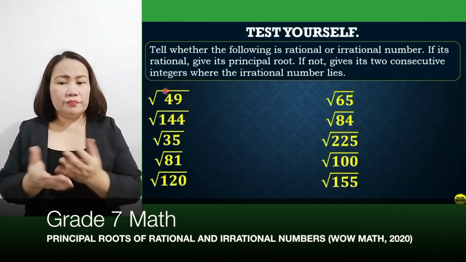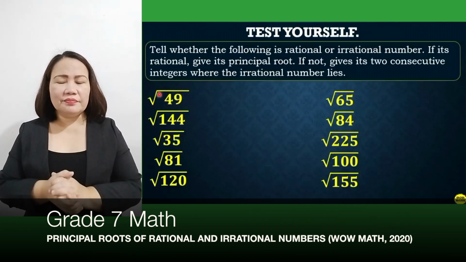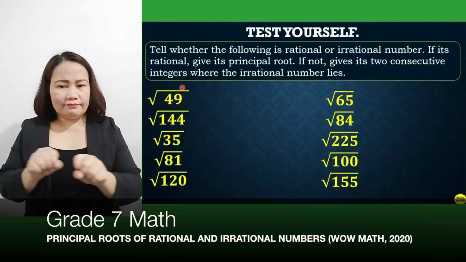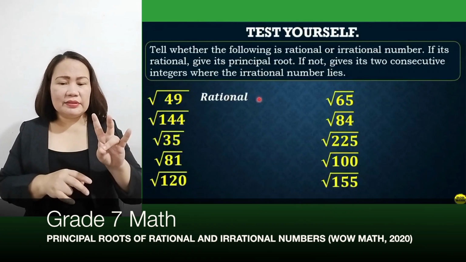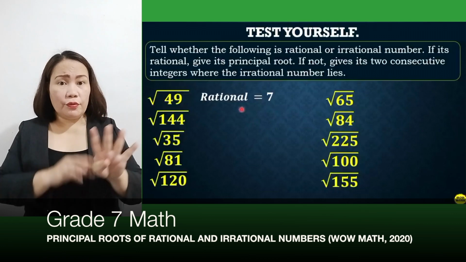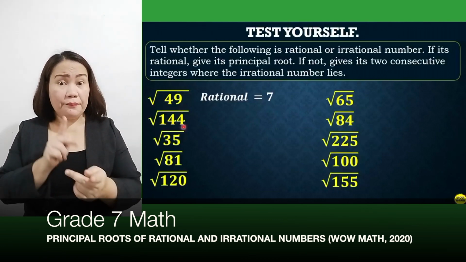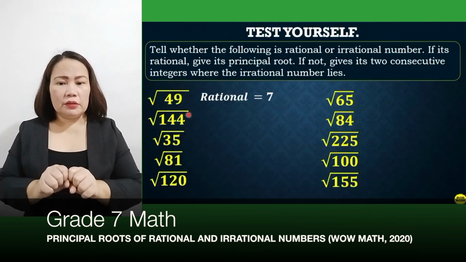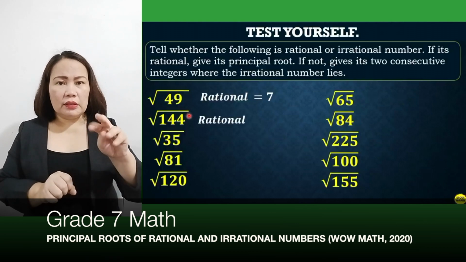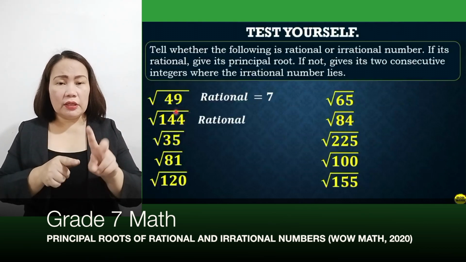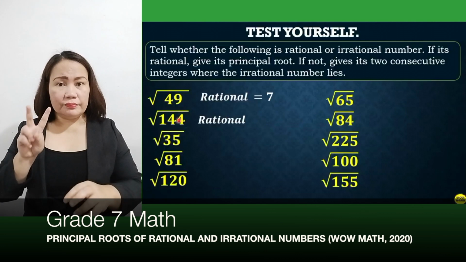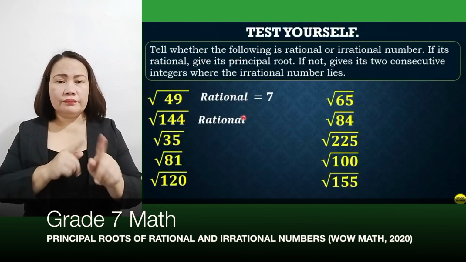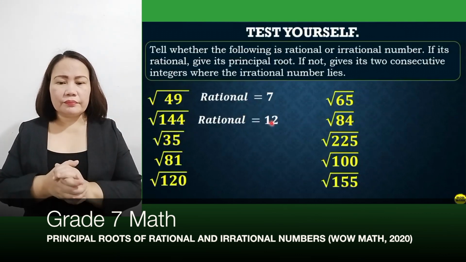So, square root of 49, is it a perfect square or not? Okay, very good. This is a perfect square. So, this is rational. And that is equal to, what is the principal root? 7. How about 144? This is a perfect square. So, this is also a rational number. And what is the principal root? Ano ang principal root niya? Yung number na kapag minultiply natin by itself, the result will be 144. Yes, that is 12 because 12 times 12, that is 144.